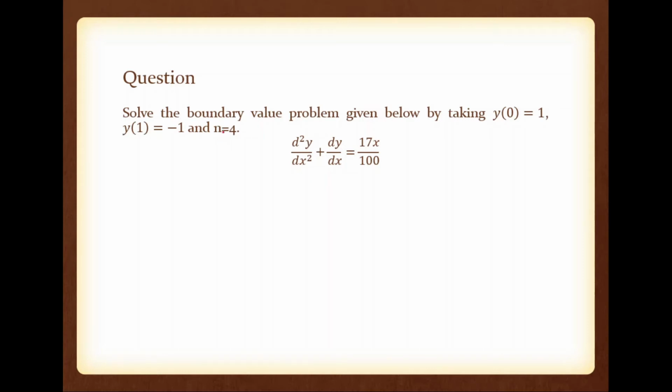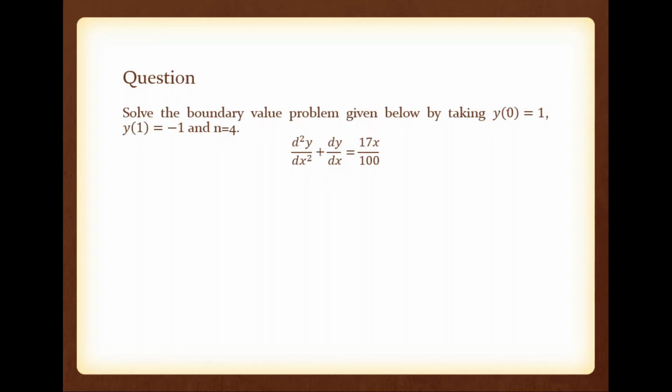Then here the number of sections is given, n equal to 4. So if n equal to 4, n plus 1 is 5. That is, the number of points required is 5. Two points are given: the first point, the 0th point, and the last point, the 4th point. So we have to find the intermediate 3 points, because n equal to 4 and n plus 1 equal to 5.